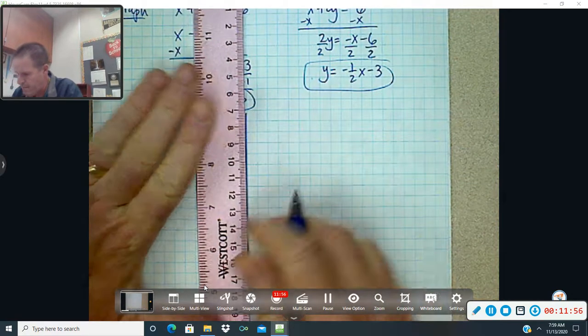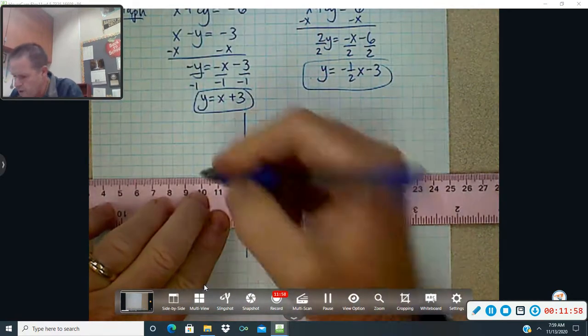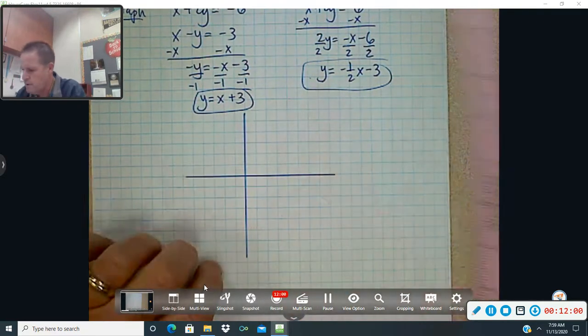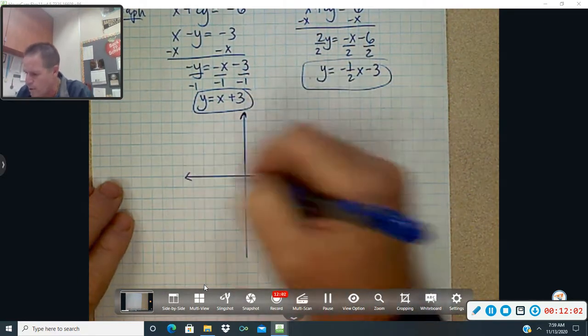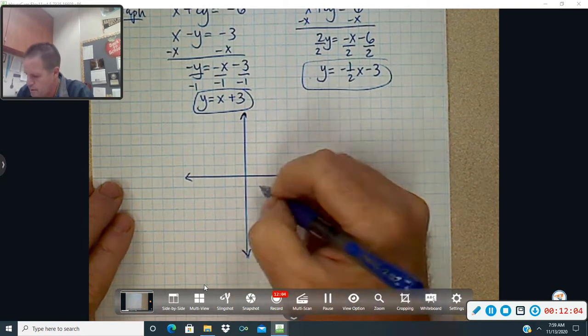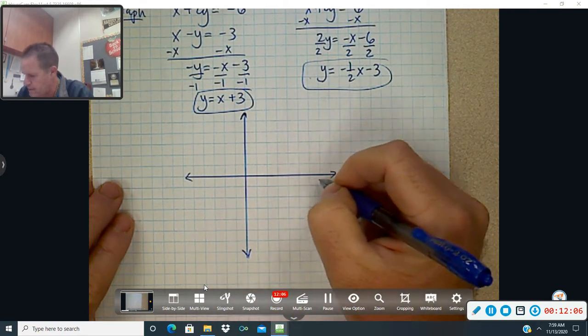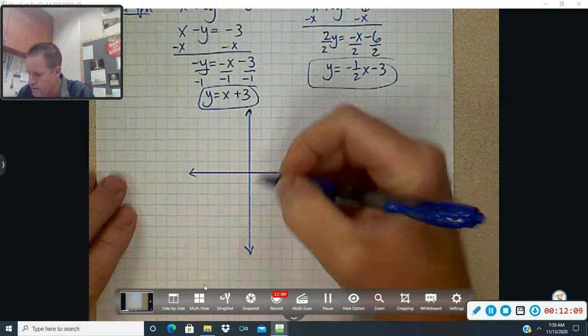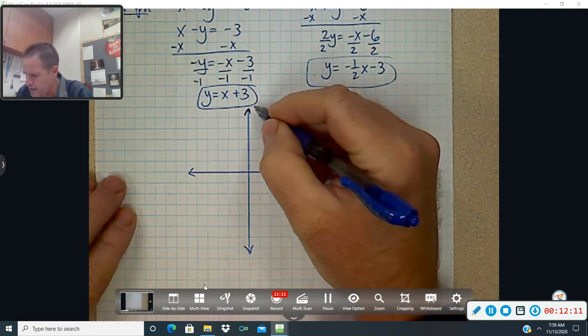Set up a nice graph. Again, quality of your graph really matters here. When you do them by graphing, it needs to look perfect. Okay, so I went 1, 2, 3, 4, 5, 6, 7, 8. I don't know why I went out so far there. 1, 2, 3, 4, 5, 6 up here.